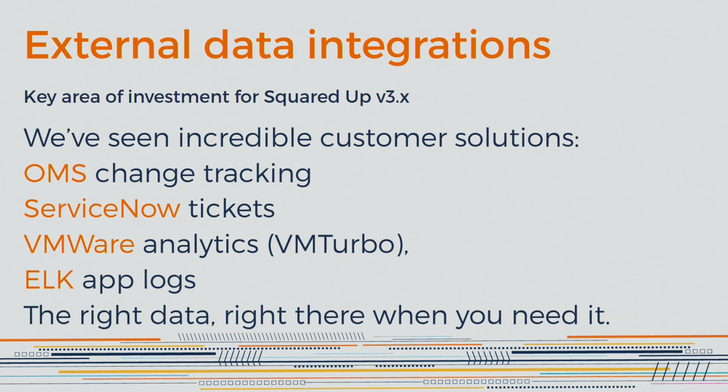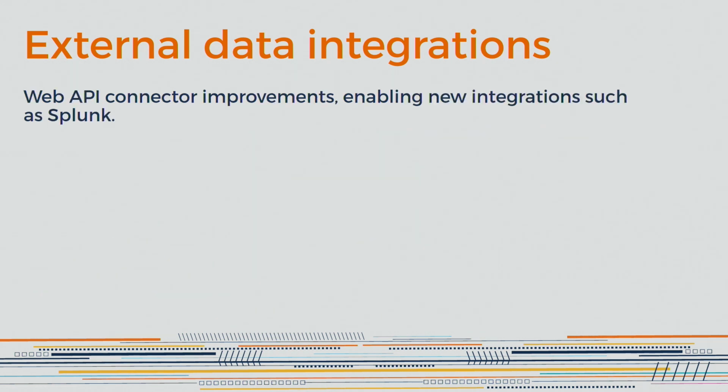Now, I wanted to talk about two different improvements we've made with 3.2. The first one is with the Web API connector. So we're focused on the Web API connector and just taking that one step further in 3.2, filling out the solution and enabling some new integrations. And one we've been focusing on is Splunk.